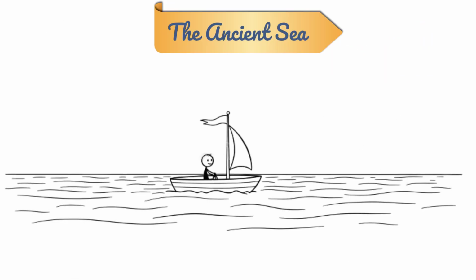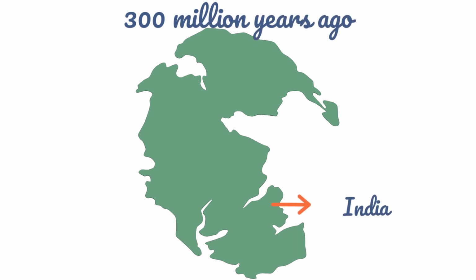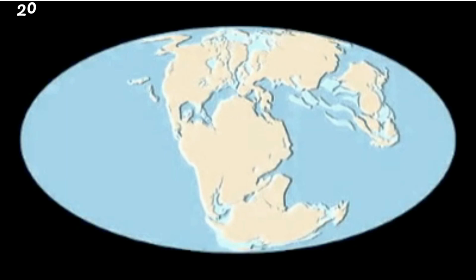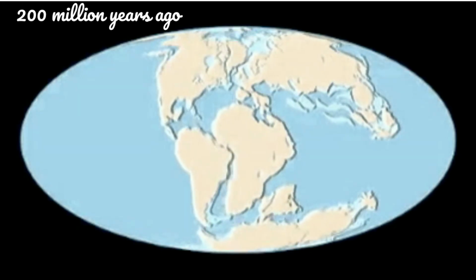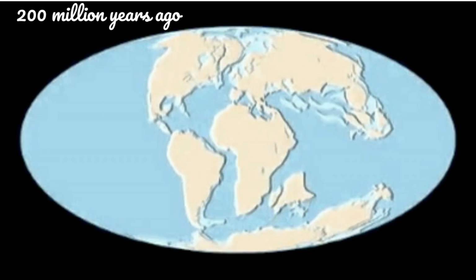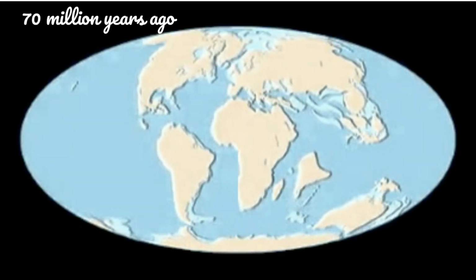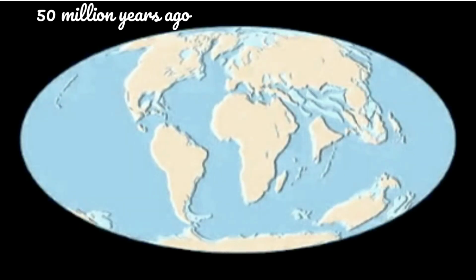The ancient sea. About 300 million years ago, India was part of the southern Gondwana landmass, and the Tethys Sea lay to the north, where the Himalayas stand today. Around 200 million years ago, as the Indian plate drifted northward, the Tethys Sea spread southward, submerging parts of Rajasthan and Gujarat. Fossils in Jaisalmer still tell that story.